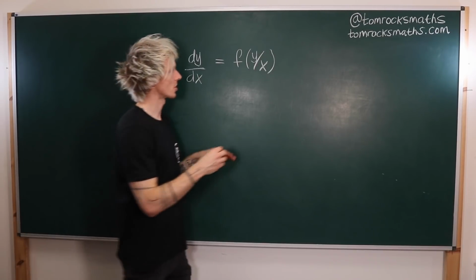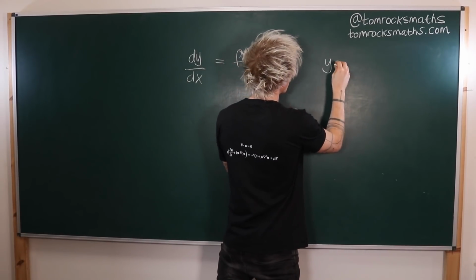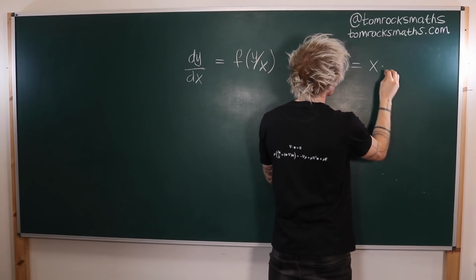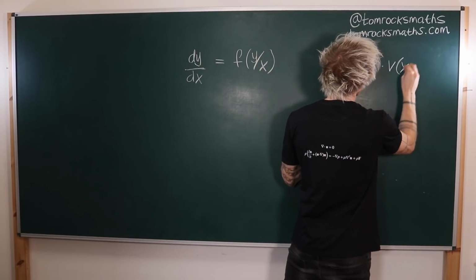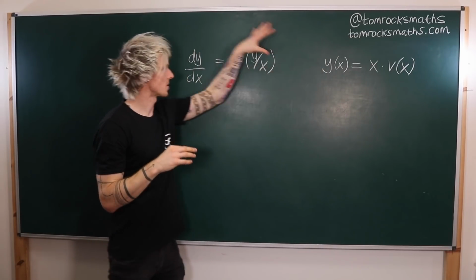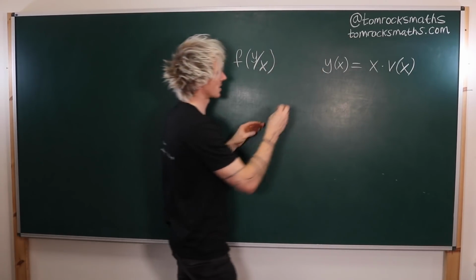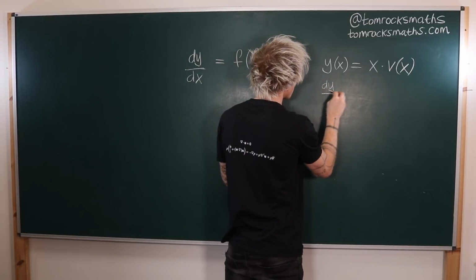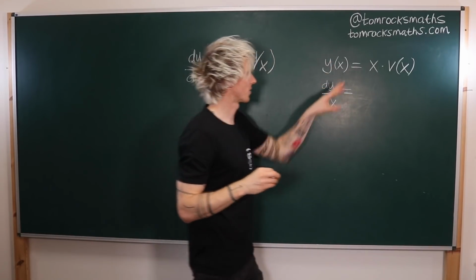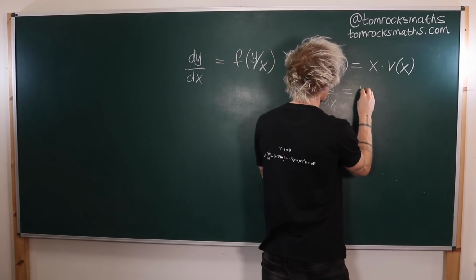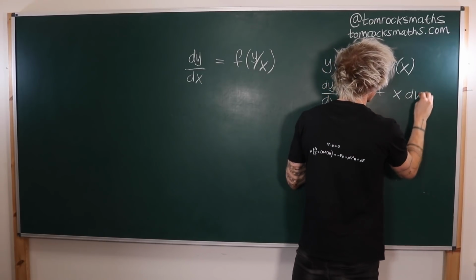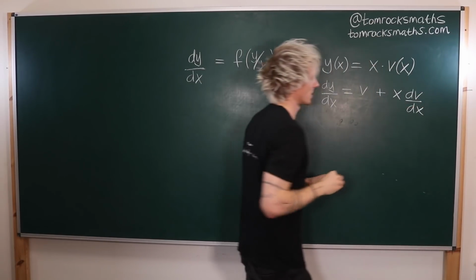And the substitution we want is to say y, which is a function of x, is equal to x multiplied by v, where v is another function of x. So in order to substitute this in, we need to figure out dy by dx, and this will require the product rule. So if we differentiate first of all the x, we're left with v, and then we get plus, leave the x alone, and differentiate the v term.